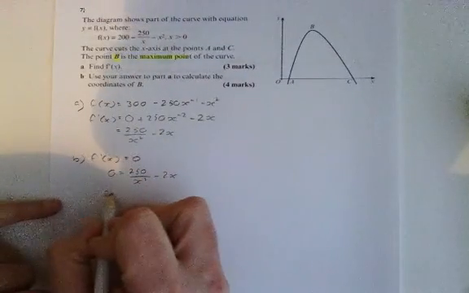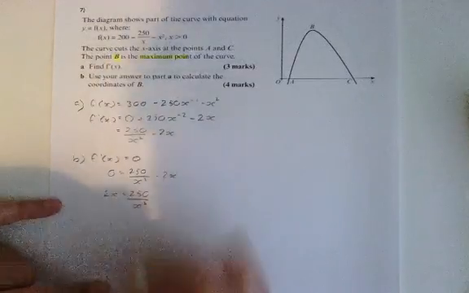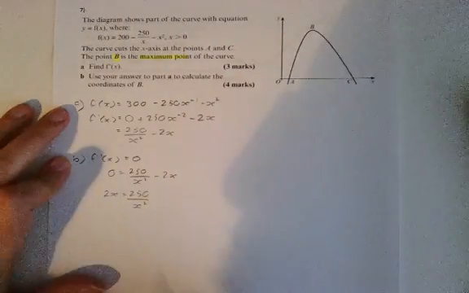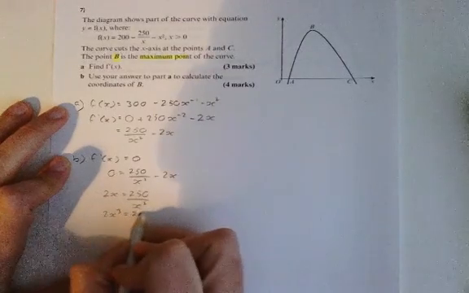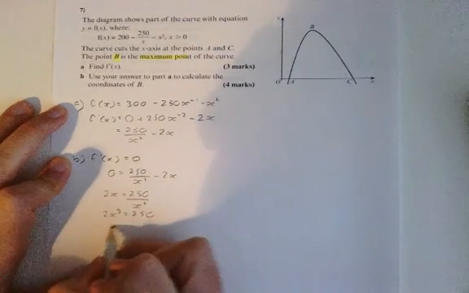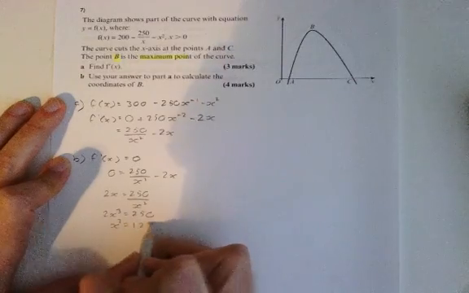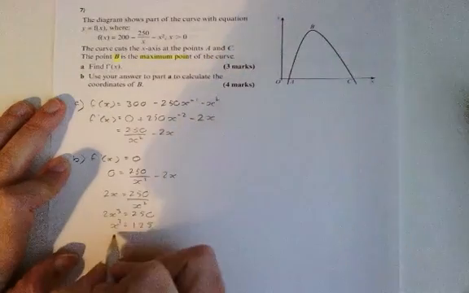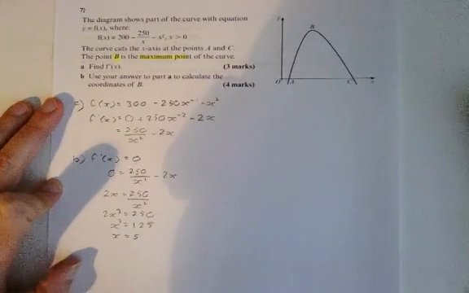So put 2x over there, multiply both sides by x squared to get rid of this. So we're going to get 2x cubed equals 250. Divide both sides by 2. We're going to get 125. Cube root 125, and you will get that x equals 5.